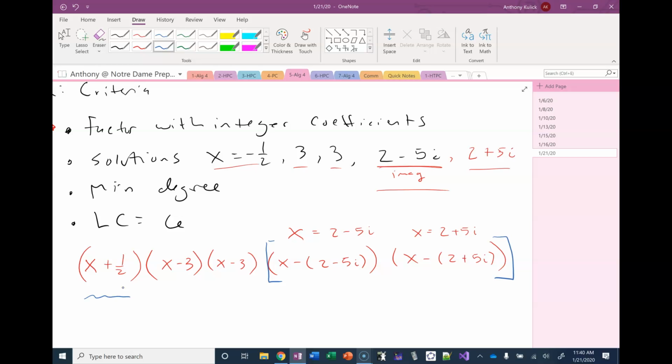Can I just multiply it by something? Yeah, what if I just multiply that factor by 2? That'll get rid of the fraction, right? Could I multiply by some number other than 2 and still do it? Yeah, right? Any even number will work, right? So go look at that fourth criteria there.